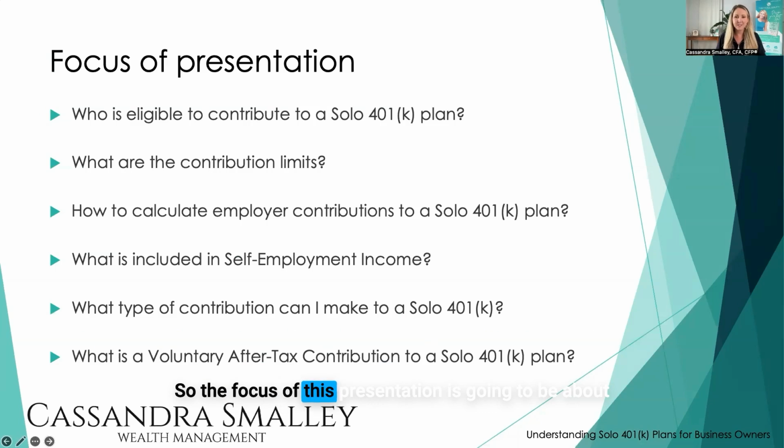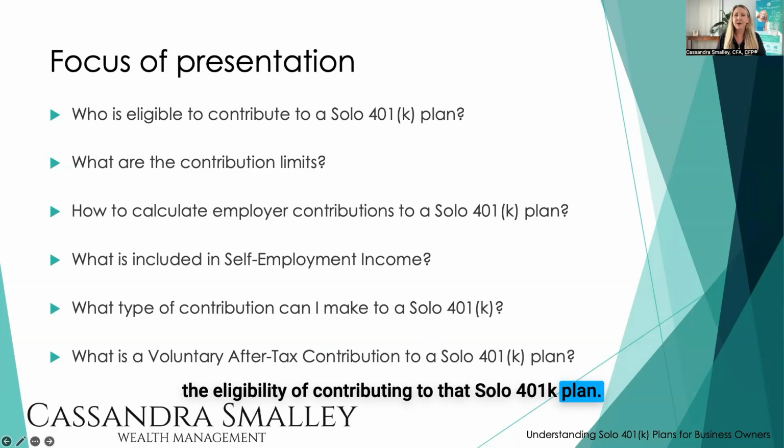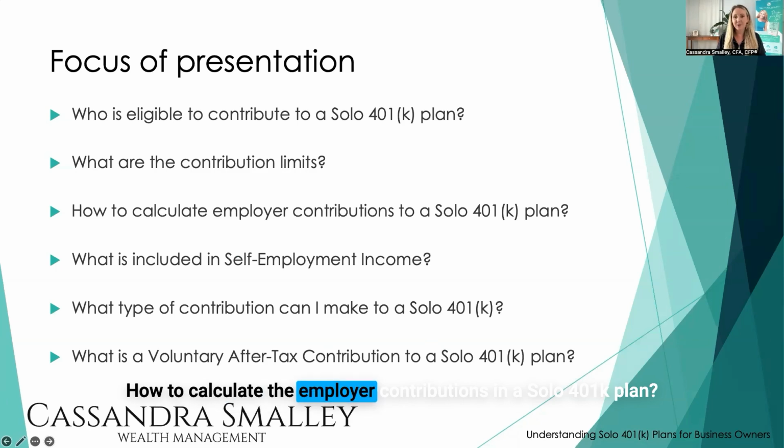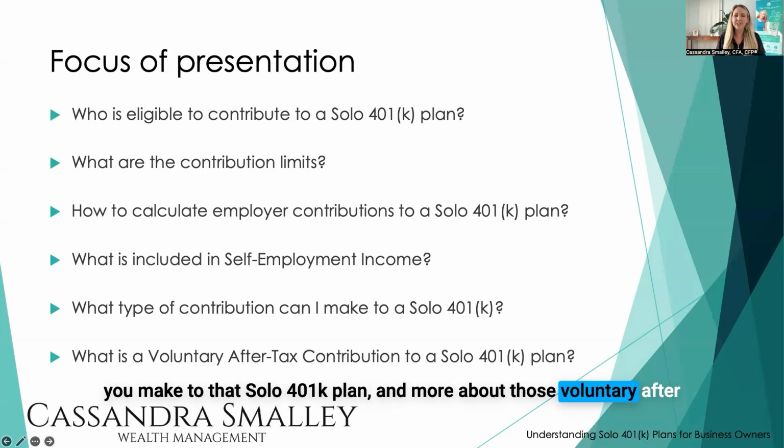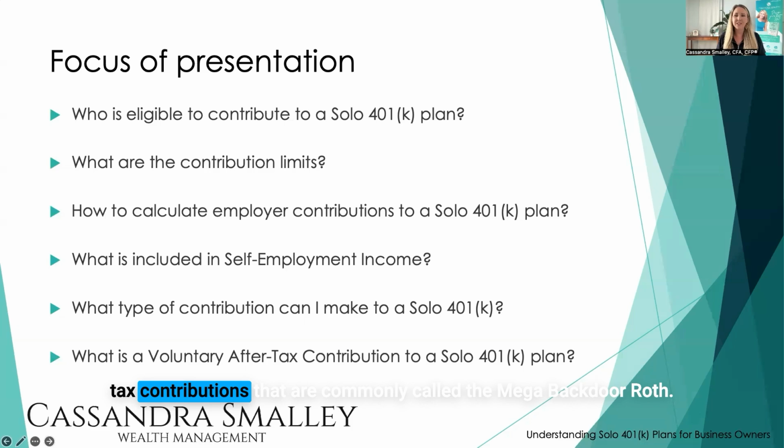So the focus of this presentation is going to be about the eligibility of contributing to that solo 401k plan. What are the contribution limits? How to calculate the employer contributions in a solo 401k plan? What's included in self-employment income? What type of contribution can you make to that solo 401k plan? And more about those voluntary after-tax contributions that are commonly called the mega backdoor Roth.